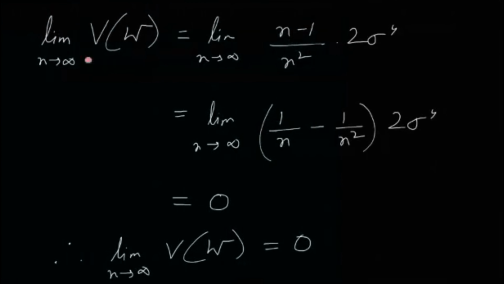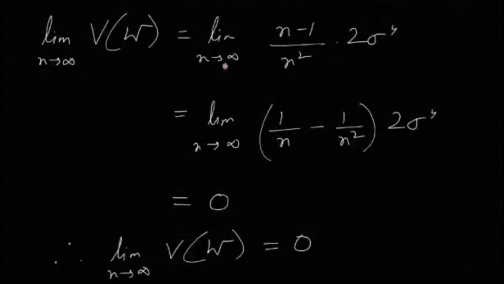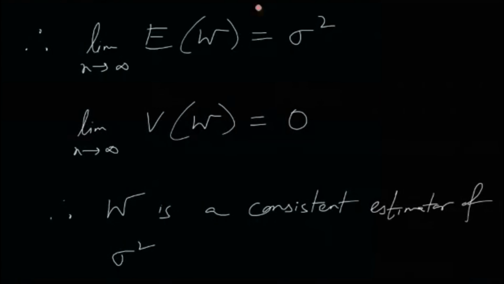So now under the effect of limit n tending towards infinity, variance of w is limit n minus 1 by n square into 2 sigma to the 4. It's nothing but 0. So under the effect of limit, the variance of w is 0, and remember, the expectation of w is sigma square, right? So w is a consistent estimator of sigma square because it satisfies the conditions of consistency. So w is a consistent estimator of sigma square but not an unbiased estimator. It is a biased estimator. So remember, it is biased and consistent.